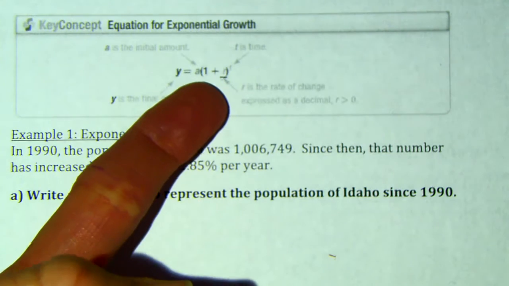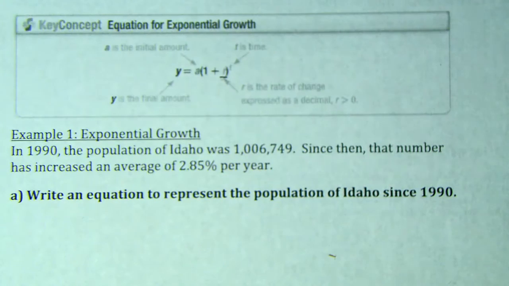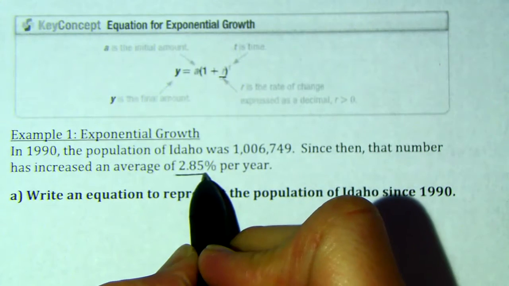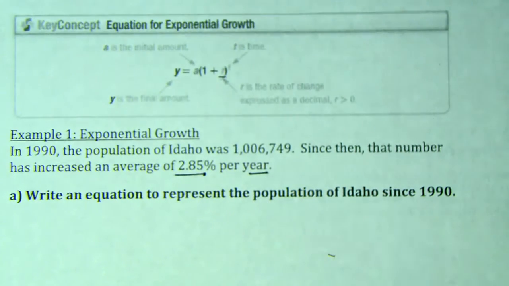We are going to use this function, so make sure you have your calculator ready. Write an equation to represent the population of Idaho since 1990. In 1990, the population of Idaho was 1,006,749. Since then, that number has increased an average of 2.85% per year. So time here is years, okay?